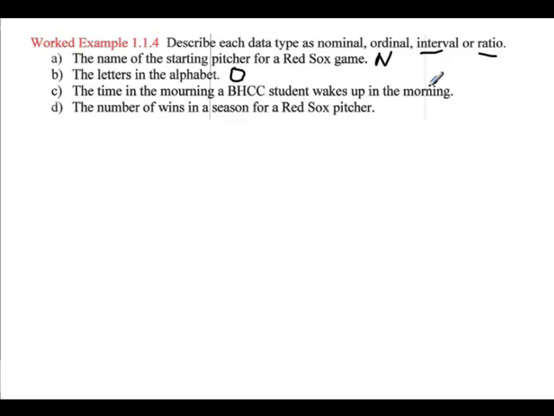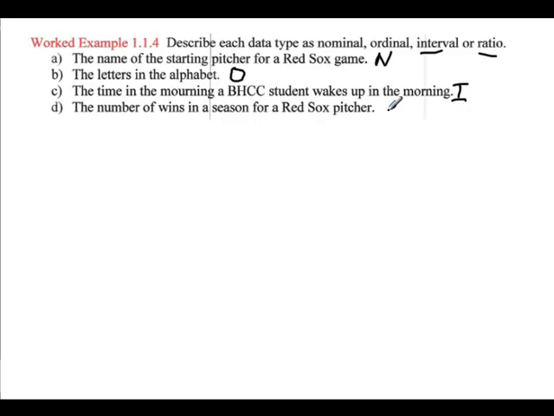The time in the morning. Now, if you wake up at 8 a.m., is that twice the time of waking up at 4 a.m.? No, not really. And is there such a thing as a time zero? Again, not really. But it is a numerical measurement, and so we're going to have more than just ordinal. We're going to have interval.